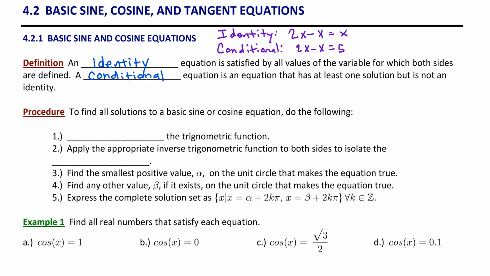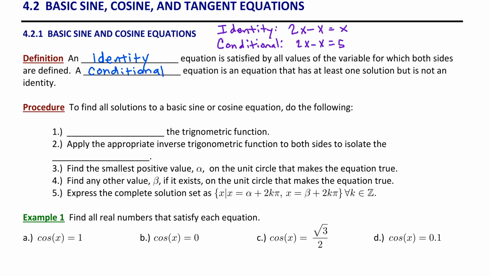And just as you learned specific procedures or algorithms for solving different types of algebraic equations, we're going to follow a procedure, a process, or an algorithm for solving basic trigonometric equations. To find all solutions to a basic sine or cosine equation, do the following. Number 1, isolate the trigonometric function. Number 2, apply the appropriate inverse trigonometric function to both sides to isolate the argument.